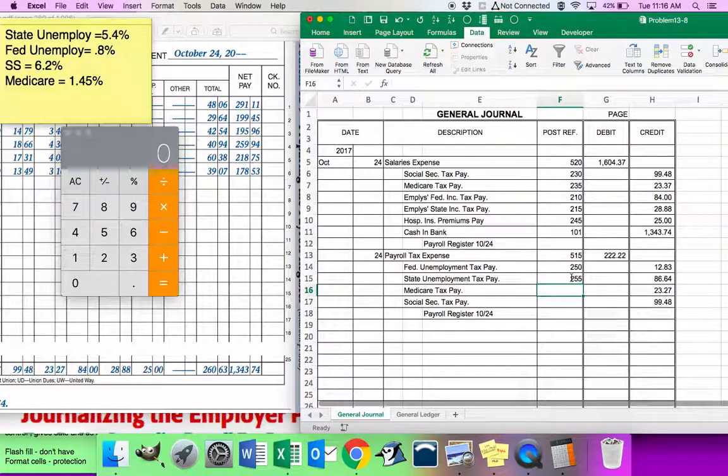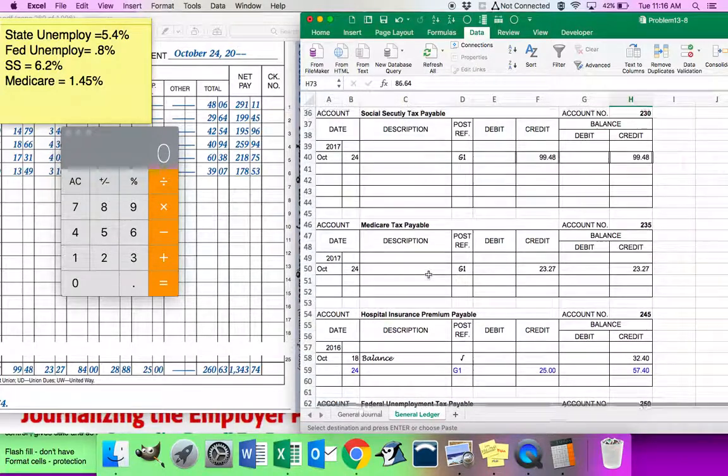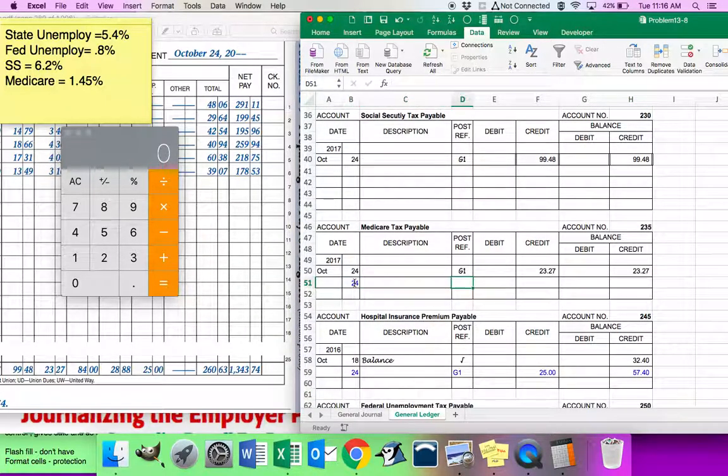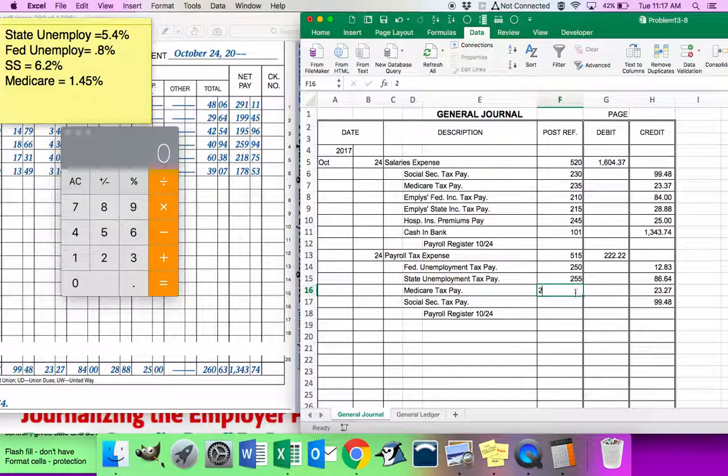Now we're getting to Medicare and Social Security tax. This is where I've always seen kids mess up because they get confused because they're recording two transactions of the same amount, one time for the employees and one time for the employer. So we're going to credit Medicare tax payable for 23.27. Again, notice same date, same general journal, same amount. That is normal because you're paying it for the employees and the employer. So don't be surprised if you see on these two that you have the same amount. You're supposed to. One's for employees and one's for employers.